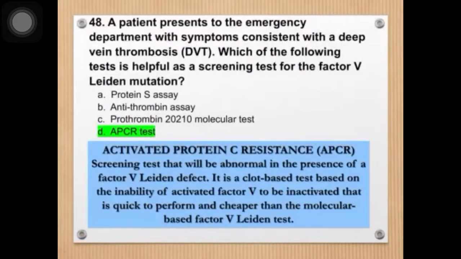Number 48, a patient presents to ER with symptoms consistent with deep vein thrombosis. Which of the following tests is a screening test for factor V Leiden mutation? A question lifted from Elsevier. Activated protein C resistance is a screening test that will be abnormal in the presence of factor V Leiden defect. A clot-based test based on the inability of activated factor V to be inactivated. Correct answer number 48, letter D.